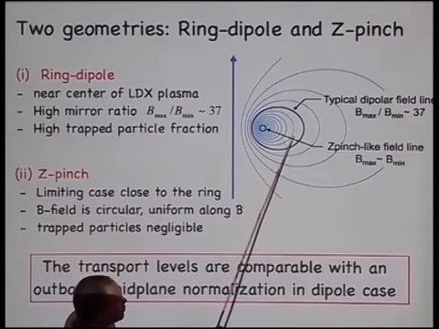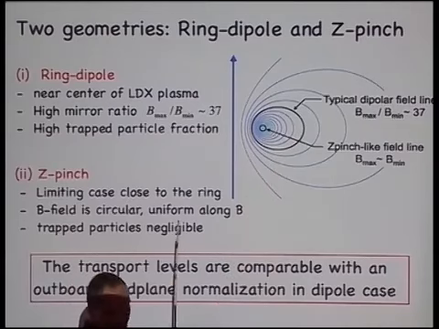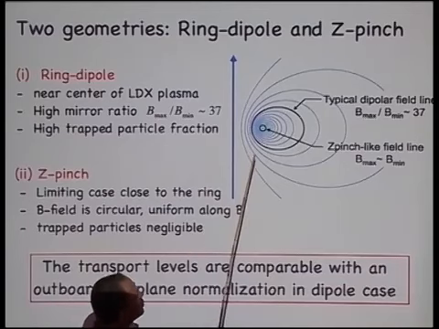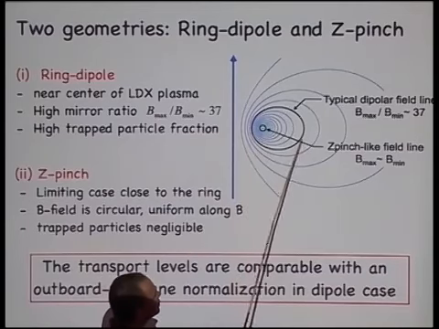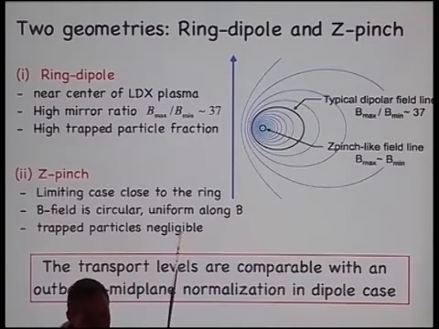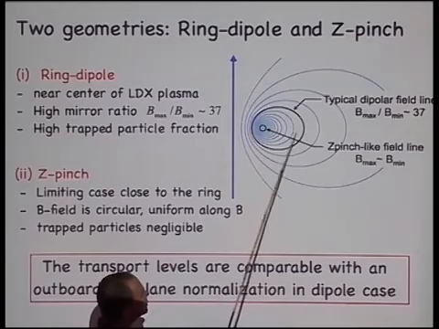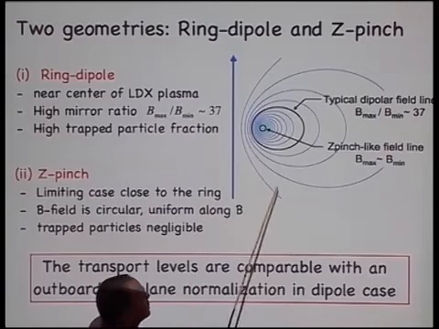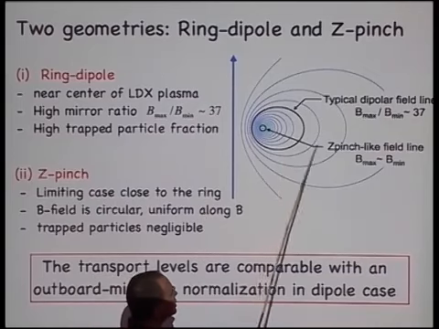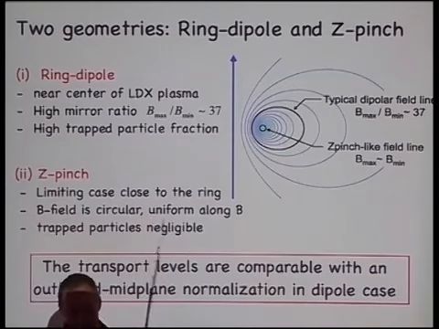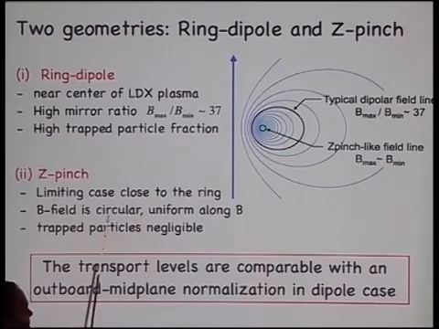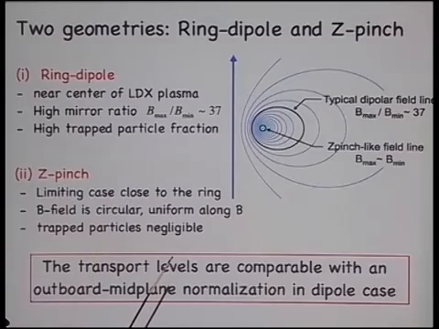And the reason an outboard midplane normalization is desirable is that in a dipolar geometry, the magnetic field is falling off like 1 over r cubed, so the volume of the flux tube is increasing like the area times the length, which is r to the 4th. So typically, most of the plasma is sitting in a zone on the order of the midplane radius. Anyway, so those are two different cases.